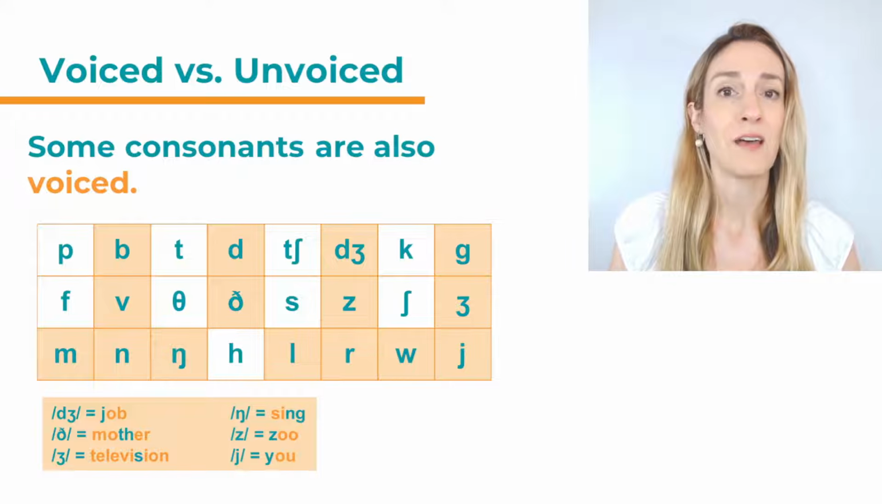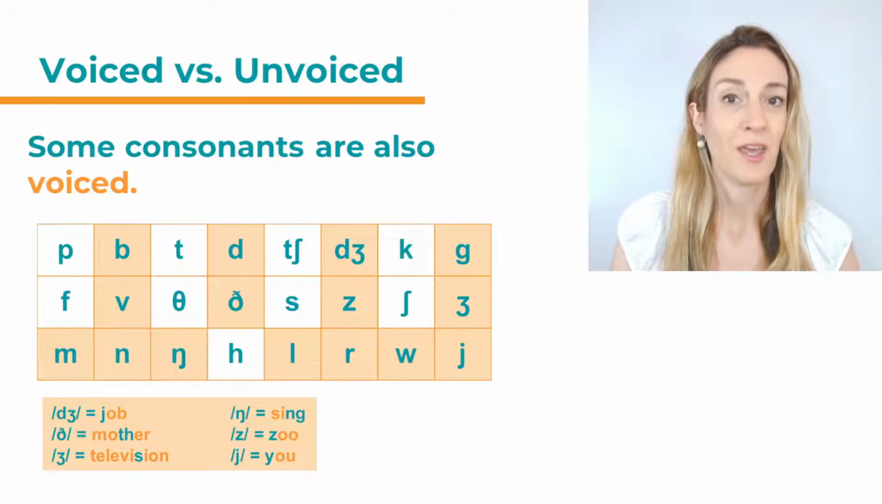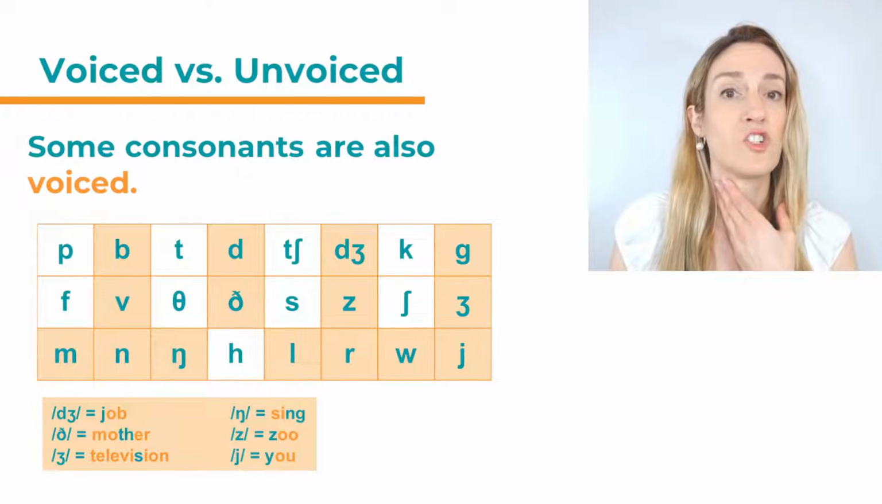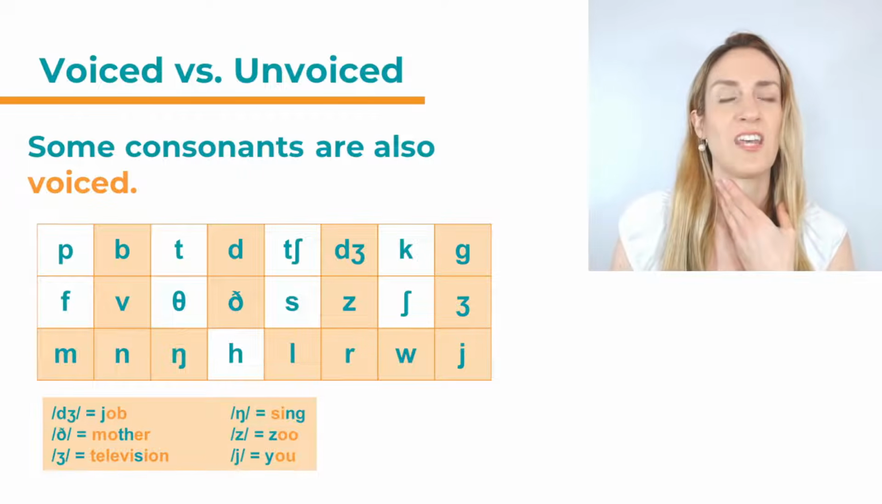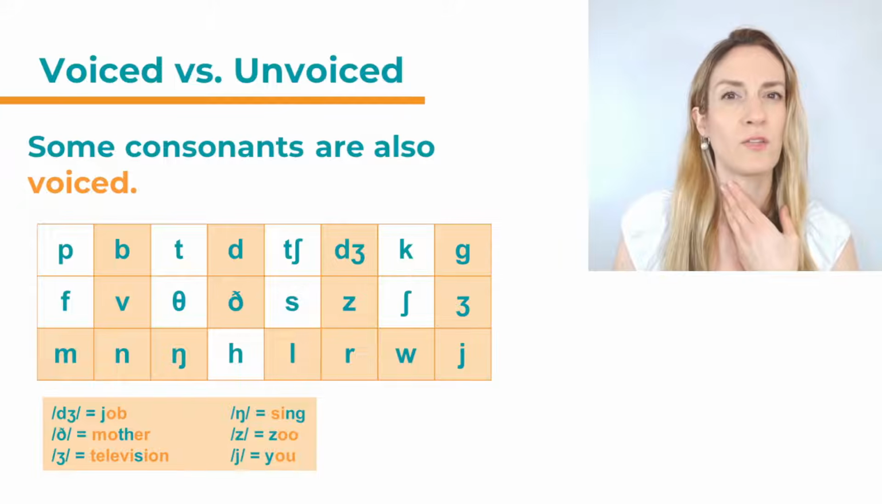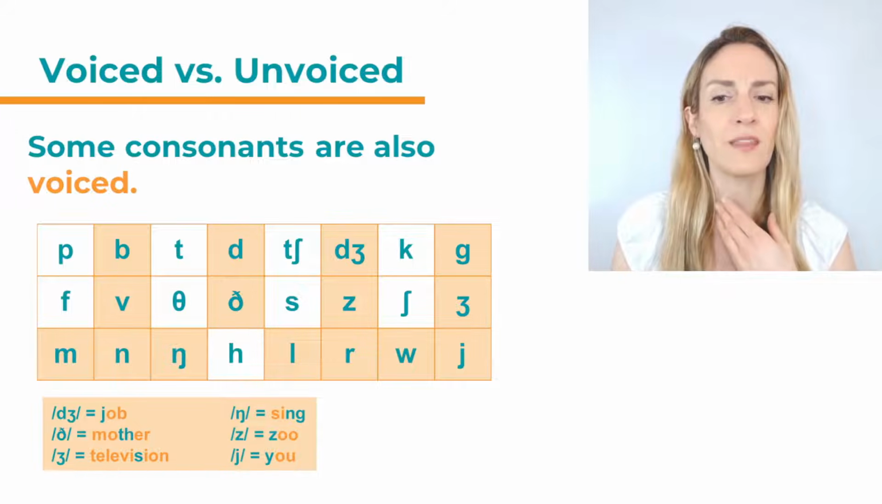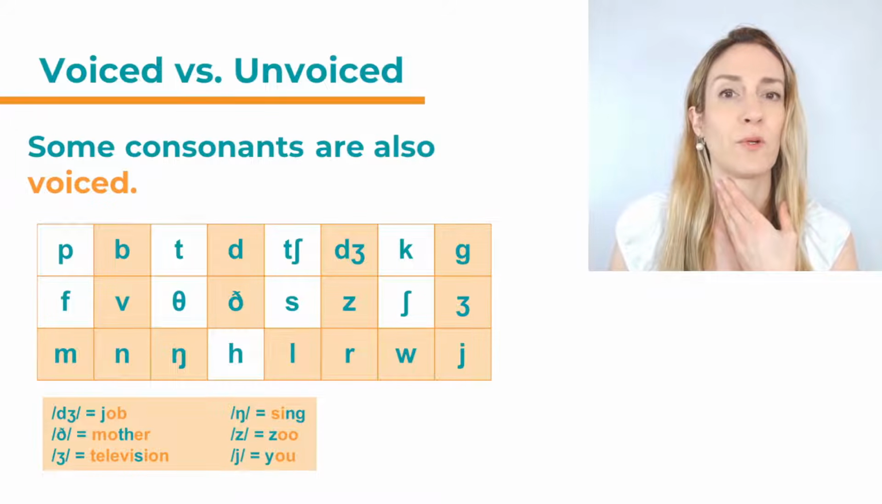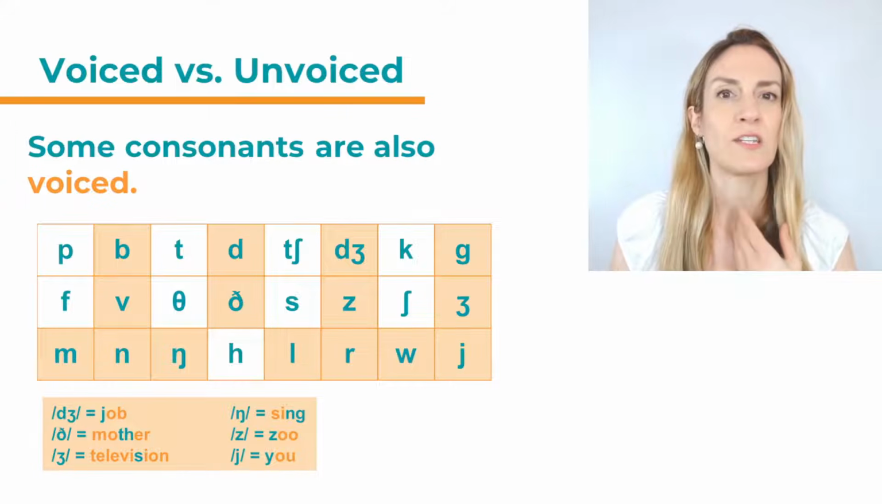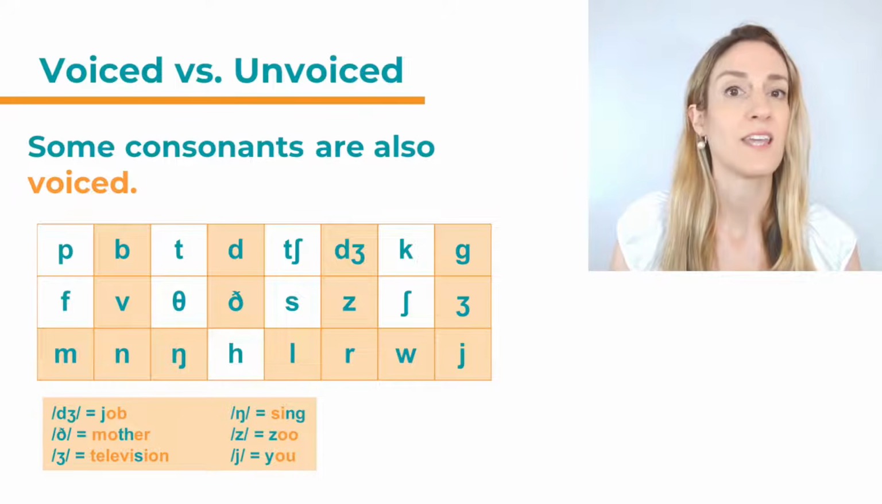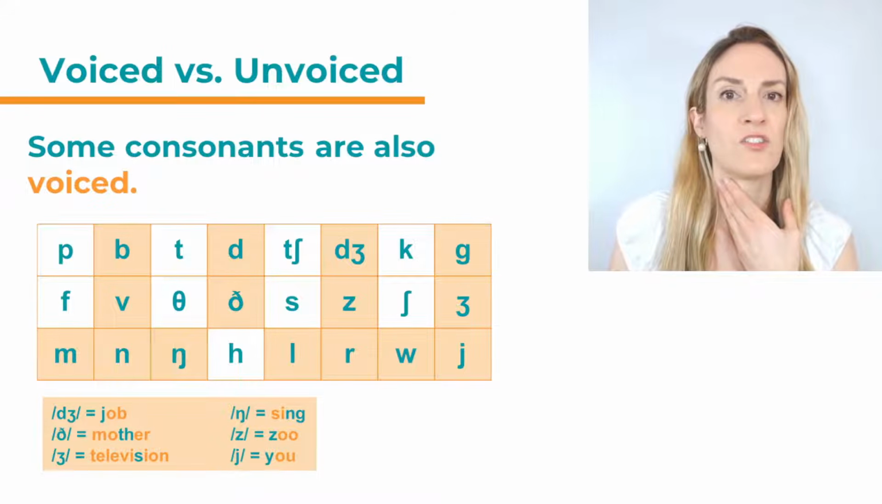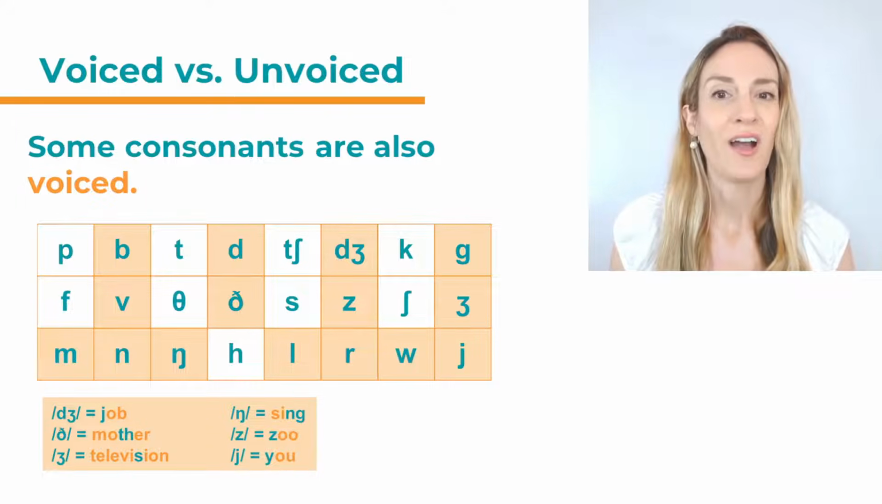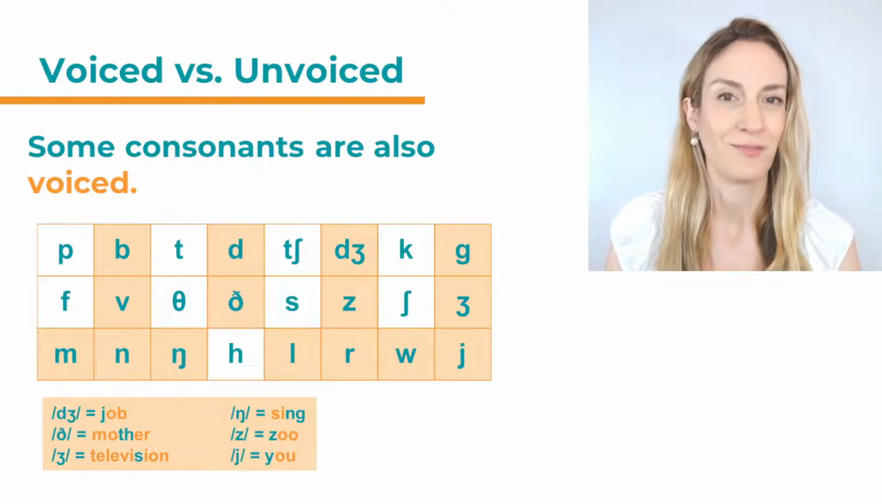Here are a couple of example words with some of these voiced consonants. First of all, we have j as in job, th as in mother, zh in television. It's quite an unusual sound. We don't have as many words with zh in English, but television is one of them. Then we have the ng, and that is, for example, in the word sing. Ng in English is usually spelled with n and g, so here, sing. Then we have z in zoo and y in you. All right, and those are our voiced consonants in English.